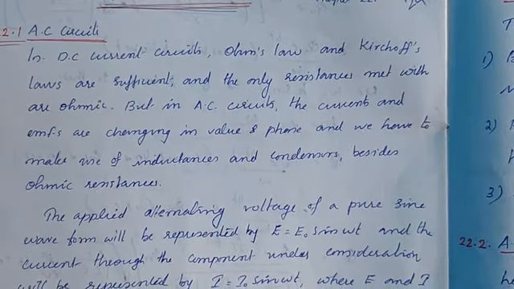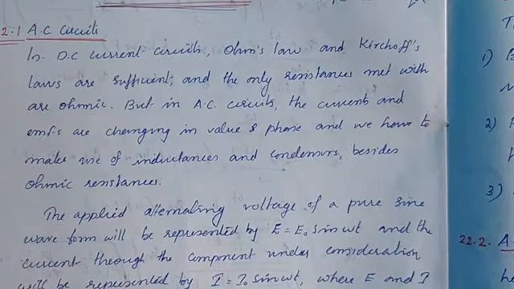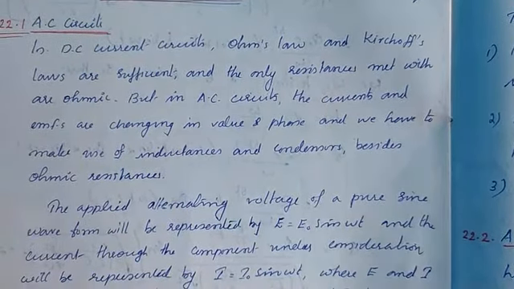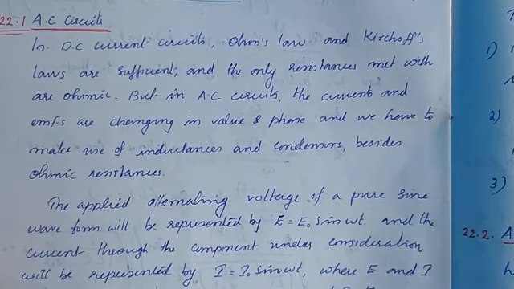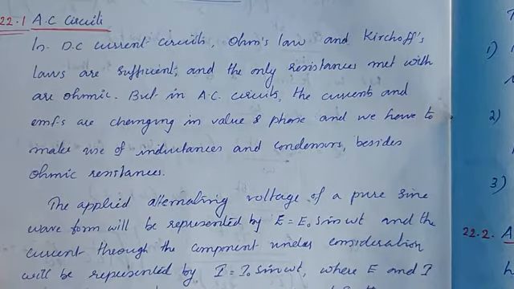Today we will start with AC circuits. In DC circuits, Ohm's law and Kirchhoff's laws are sufficient, and the only resistances met with are ohmic values. But in AC circuits, the currents and EMFs are changing in value and phase, and we have to make use of inductance and capacitance besides ohmic resistances.